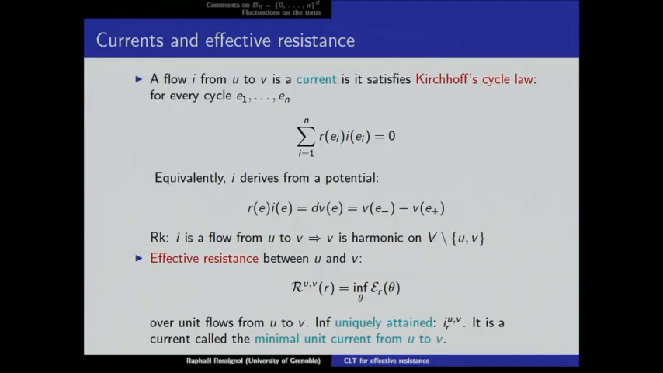So now I recall the notation. The effective resistance between two vertices U and V is just the infimum of the energy dissipated by a flow theta over all unit flows theta from U to V. The infimum is uniquely attained, even in this countable setting, because you are minimizing a Hilbert norm over a closed subset, and we shall call it I sub r to uv. So in fact it is a current, which is called the minimal unit current from U to V.